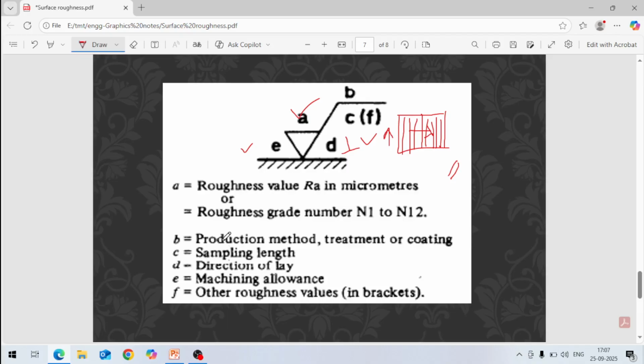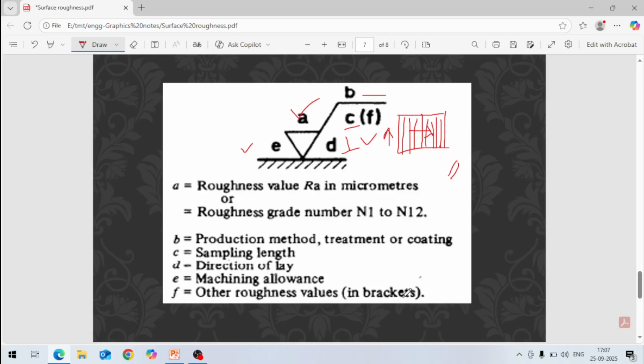What is B? B is the production method for treatment or coating. So what is the production method, whether it is milling, turning, whatever the machining process is, you can write here. Then what is C? C is the sampling length. How much is the sampling length? We provide the sampling length here.